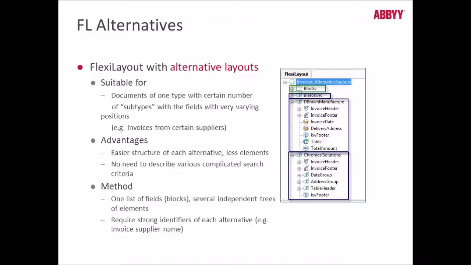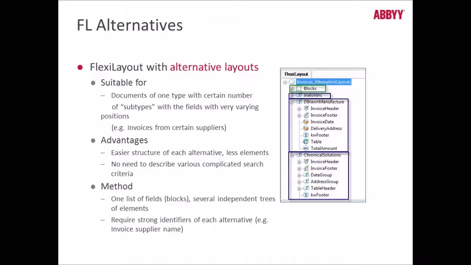The FlexiLayout alternatives are specified as separate branches in the tree of elements. Instead of one group element, which by default is named search elements, you can create several elements, each having its own layout alternative, which is represented by a branch of elements that describe one particular subset of documents. The layout alternatives are independent and elements in one branch should not refer to elements in another branch.